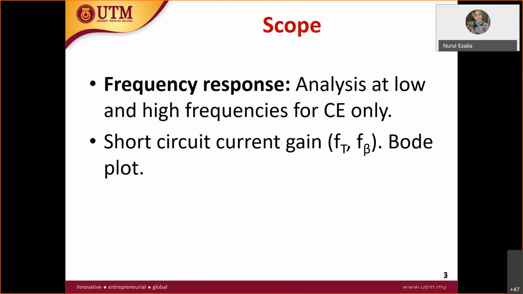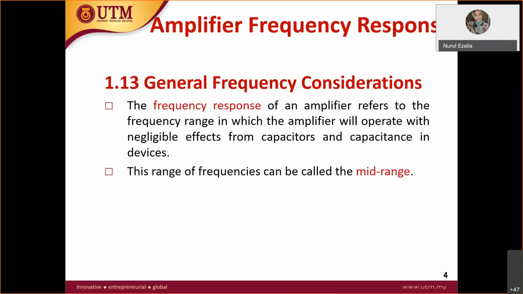For the mid band just now, for the mid frequency, we covered common emitter, common base, and common collector. So for the frequency response, low and high frequency, only common emitter. Generally, the frequency response of an amplifier circuit refers to the frequency range in which the amplifier will operate with negligible effect from the capacitor.